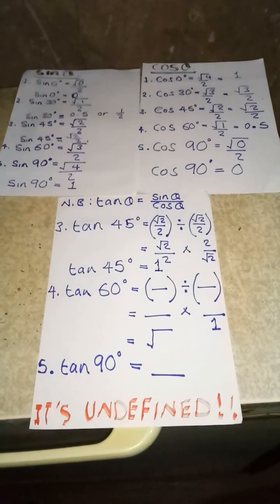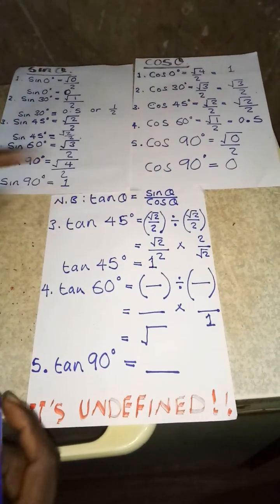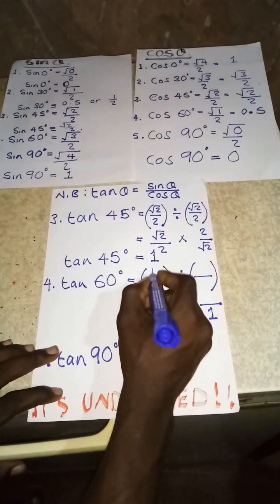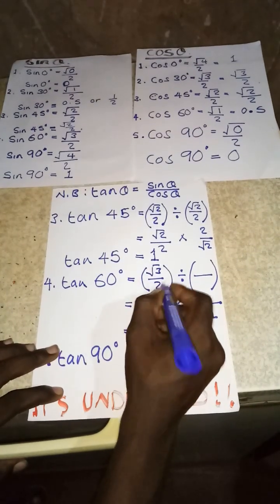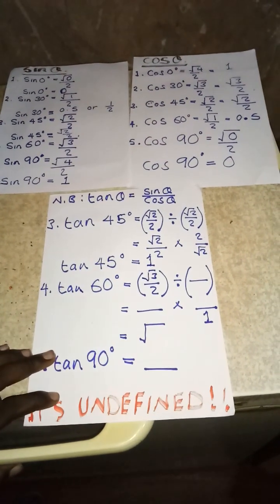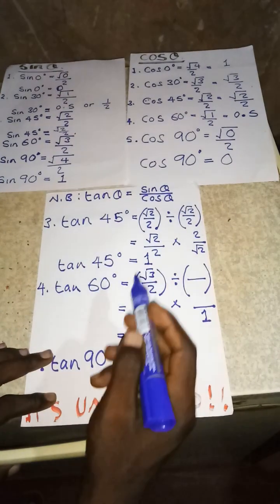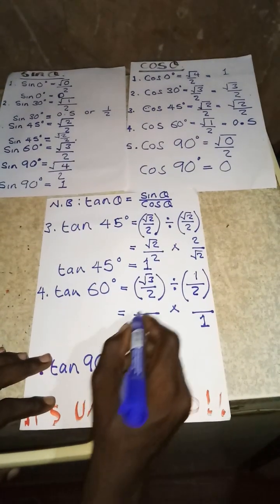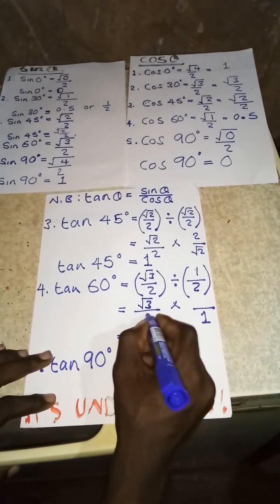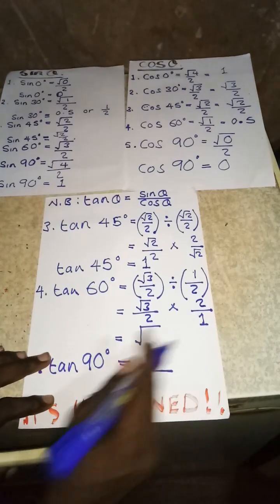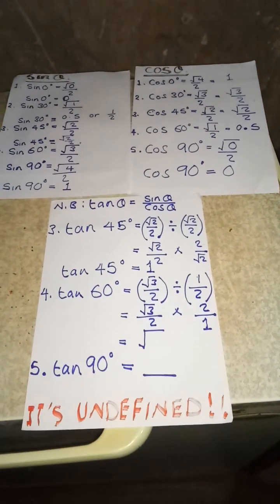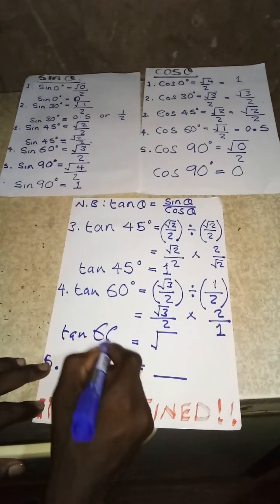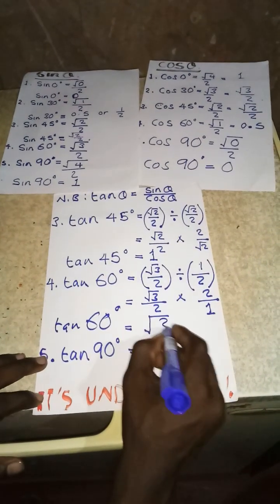What about tan 60? So what is sin 60? What was my sin 60? My sin 60 was the root of 3 over 2. So I write the root of 3 here over 2 divided by what was my cos 60? My cos 60 was 1 over 2. So I divide by 1 over 2. So you can clearly see that this is going to be the root of 3 over 2 times 2 over 1, just to maintain that. So you can clearly see that tan 60 degrees should be equal to the root of 3.